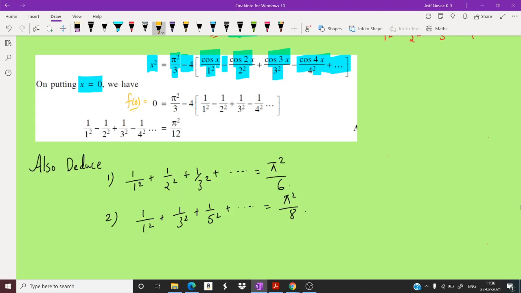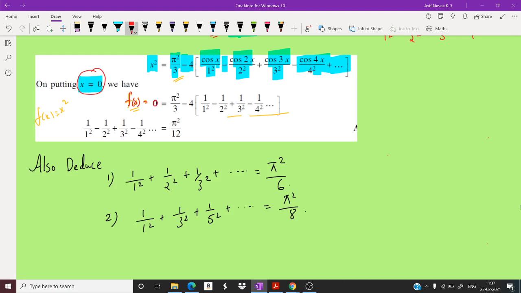So, what is f of 0? f of x is x square, right? So f of 0 is 0 square. Then I will put the value here, pi square by 3 minus 4 into 1 by 1 square minus 1 by 2 square plus 1 by 3 square minus etc. Okay, have you got any doubt? That means x is a point in between my two endpoints. So we can directly write f of 0, it is a point of continuity.